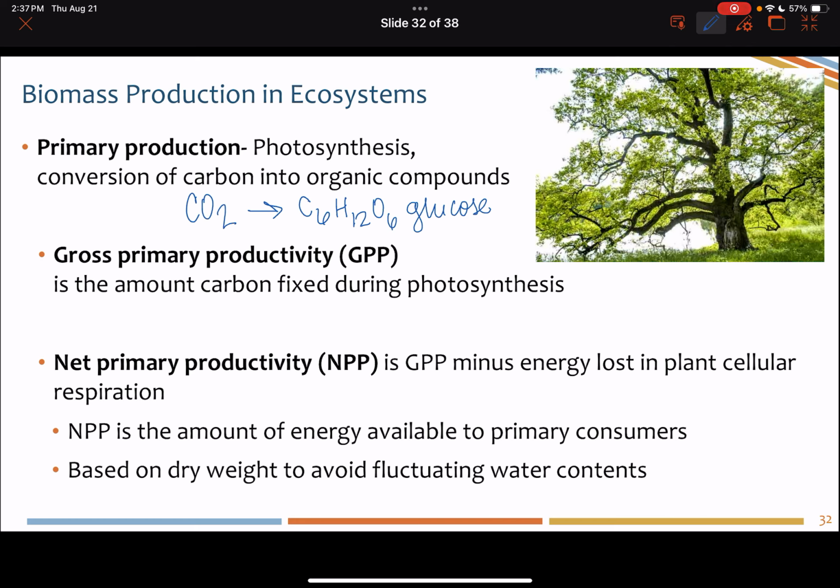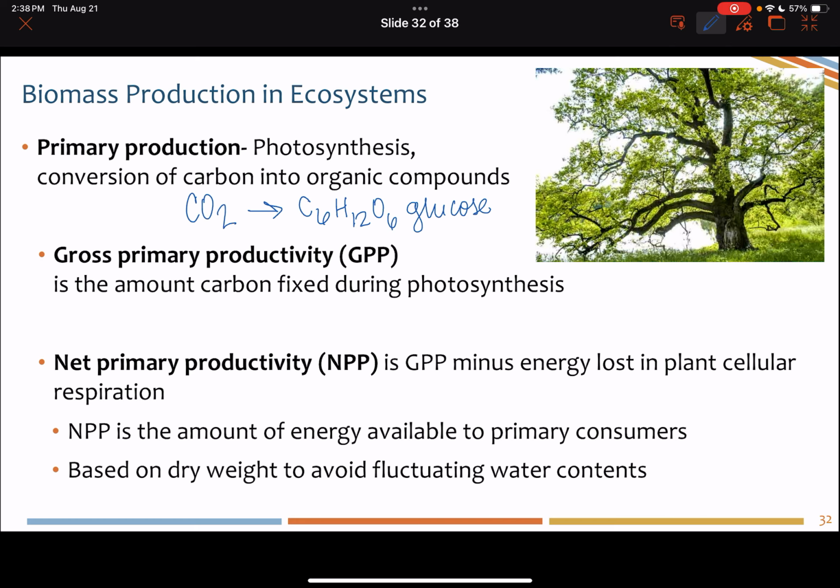In an environment, the gross primary productivity is the amount of carbon that is fixed during photosynthesis. So we can essentially think about this as the total amount of energy that is available for any living process. However, plants use some of their energy in order to just survive, to do all of their molecular reactions, to maintain their structures. All of that uses a little bit of energy. And so none of that energy is going to be available to the next trophic level.